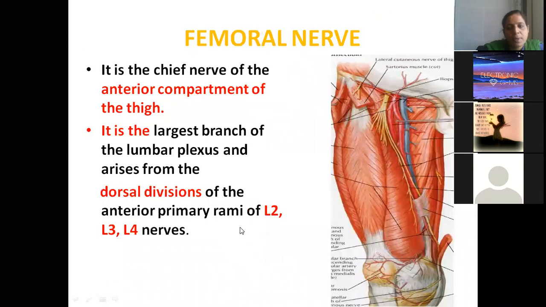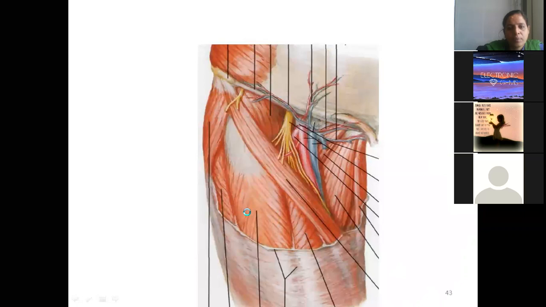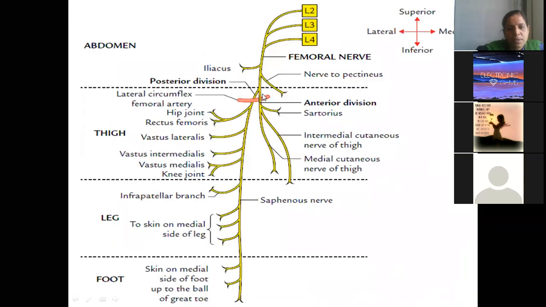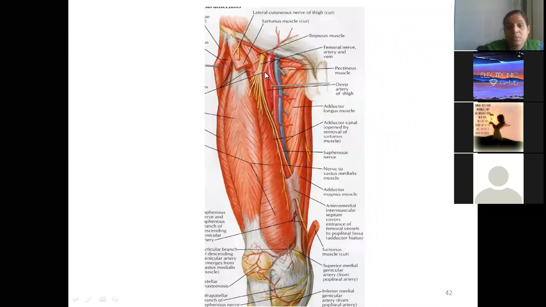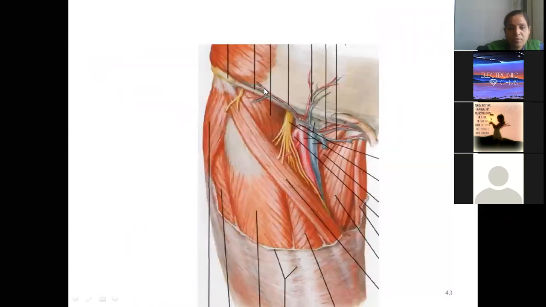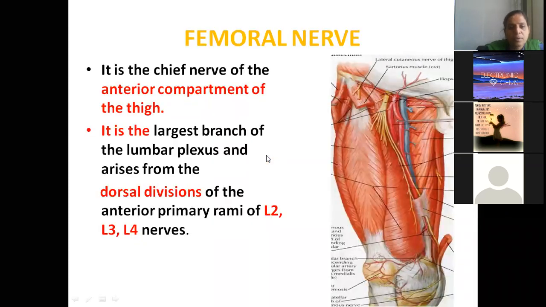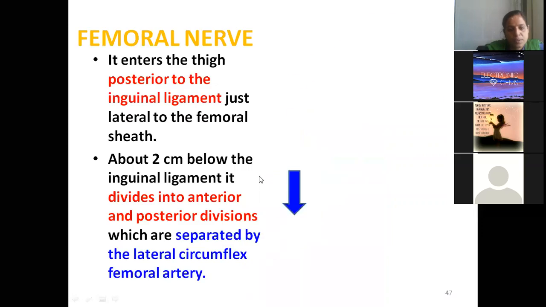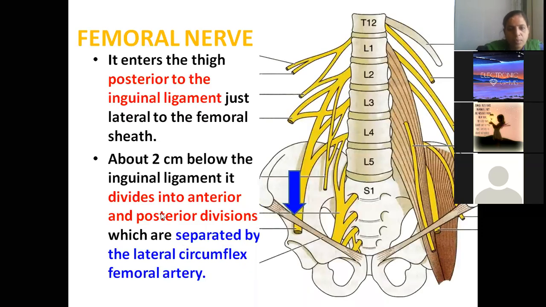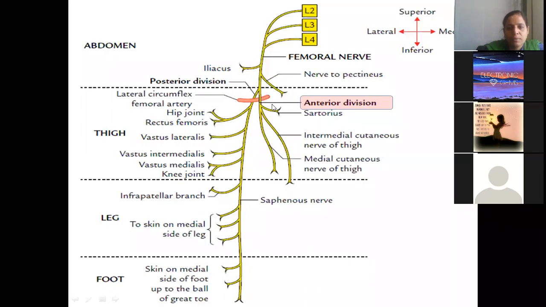It is actually separated by, if you observe here, this picture is very clear. See, the anterior and posterior divisions are being separated by the lateral circumflex femoral artery. This is one of the branches we see coming from the femoral artery, isn't it? That's what is written: anterior and posterior divisions are separated by the lateral circumflex femoral artery. This one.